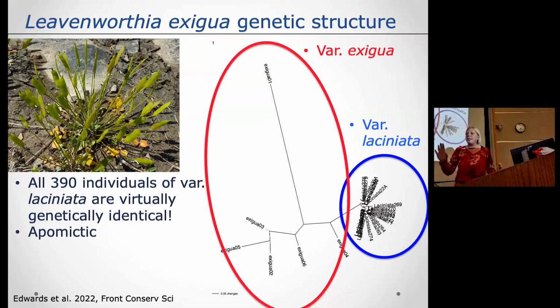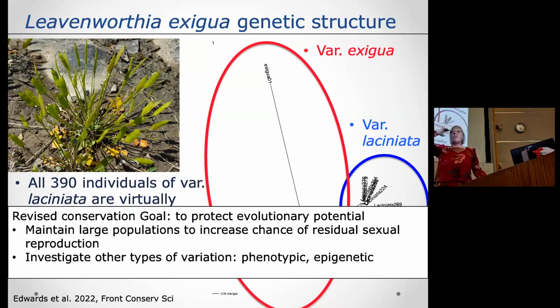So for this one, in terms of genetic diversity, it's easy, but we want to conserve evolutionary potential, not just necessarily genetic diversity. And so for variety licineata, we've kind of revised our conservation goals. So we want to protect the evolutionary potential. And I think the best way to do that is maybe to conserve the largest populations, because that can essentially increase the chances that there may be some residual sexual reproduction that can create some variation.